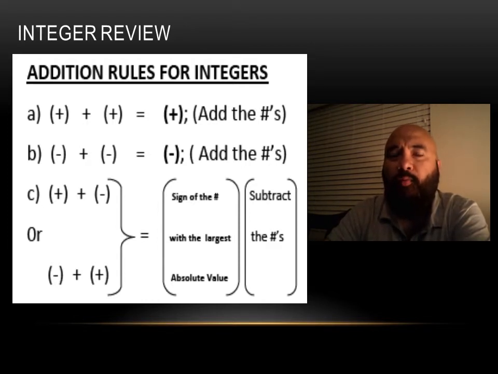When the signs are different, whether it's a positive plus a negative or a negative plus a positive, it doesn't matter which comes first, the sign of the answer will be the sign of the number with the largest absolute value, and then you subtract those two numbers.